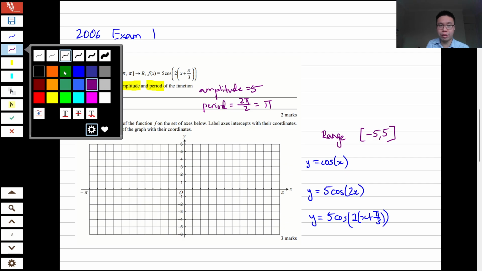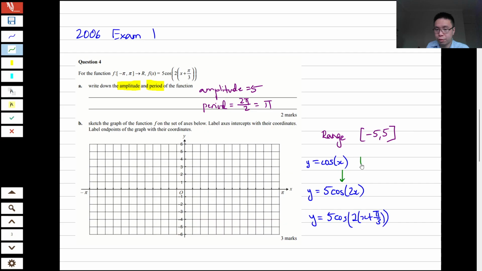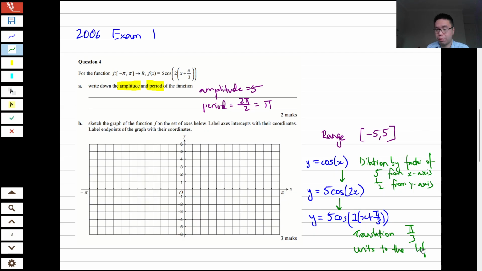So what transformations have we done? We have dilated by a factor of 5 from the x-axis and half from the y-axis, followed by a translation pi on 3 units to the left. Why is it to the left? Because it's f of x plus some number rather than f of x minus some number. If there's anywhere where students will go wrong, it's usually at this point here, getting the translation in the wrong direction. So please be very careful of that.